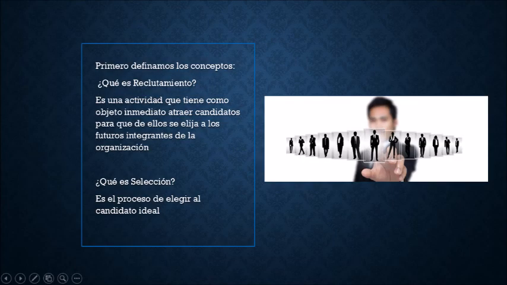First, let's define the concepts. What is recruitment? It is an activity whose immediate objective is to attract candidates so that the future members of the organization can be chosen from them. What is selection? It is the process of choosing the ideal candidate.